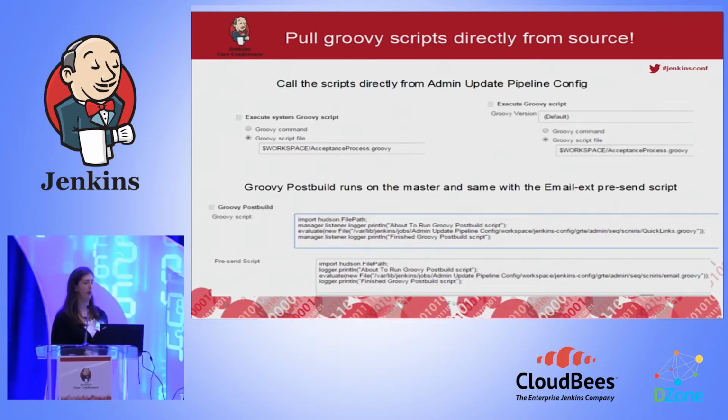And then in the Postbuild, there's a Postbuild Groovy plugin, which is kind of confusing. It's in your job, and your job is running on your slave or node that you specify. But the Groovy Postbuild plugin, when it's actually executing, is executing on the master. So essentially to pull those files from source, you have to list the full path to that admin update pipeline config job to pull those, but they're pulled from source as well, so it's pretty useful.